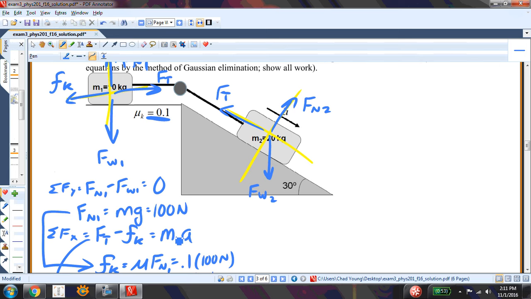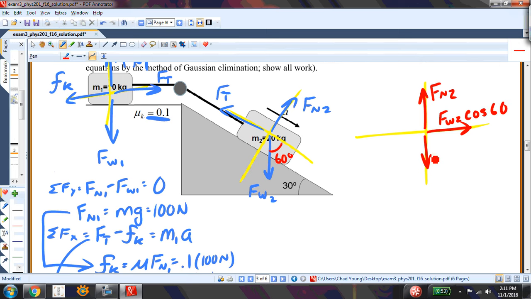Now on my second equation, let's look at these over here. I have Fn2. I'm going to go ahead and resolve these force weight vectors into their x and y axes, noting that that angle is 60 degrees, so that's Fw2 cosine of 60, Fw2 sine of 60, and I have Ft. There's no friction on this, so I don't need to know my normal force. I'm really only dealing with my x-axis.